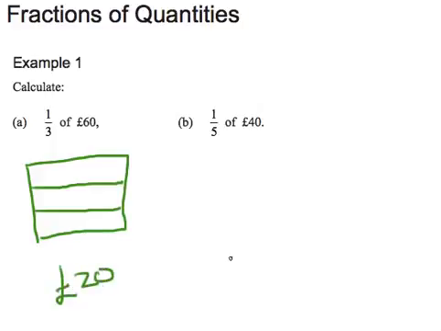But could you do this without a diagram? Well, if it said in part B then a fifth of £40, yeah, you could. What you do is you multiply the numerator of the fraction, which is 1, by the number, which is 40. So the way you could write this is to say 40 times 1, all divided by 5, which would be, well, 40 divided by 5 is just going to be 8.